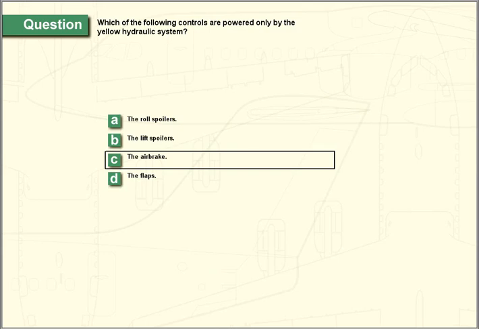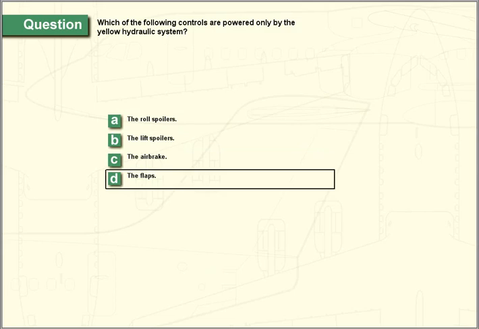Which of the following controls are powered only by the yellow hydraulic system?